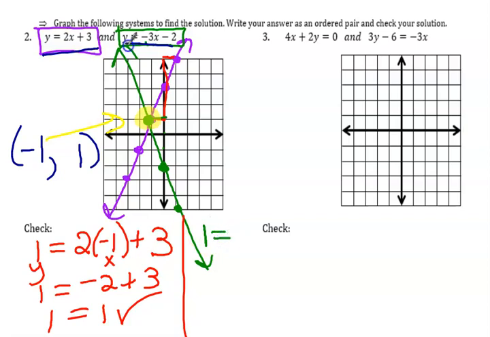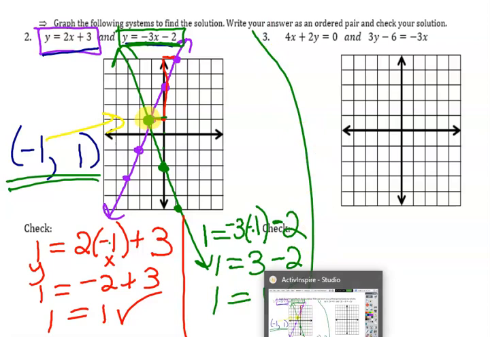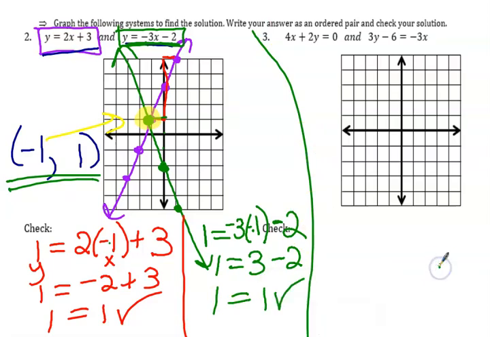I'm going to plug that in for this one. Equals negative 3 times what was my X? Negative 1 minus 2. So what am I doing? I am plugging in this point into both equations. Okay? All right, so 1 equals negative 3 times negative 1 is positive 3 minus 2. 1 equals 1. Hallelujah. We got it done. All right. That is awesome. So we got the answer. Yes, yes. And we got the intersection.